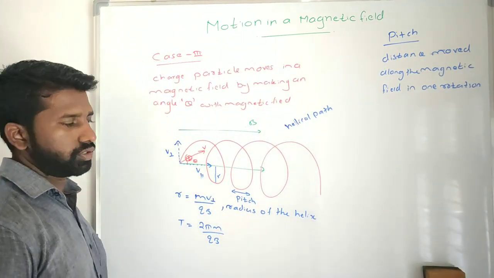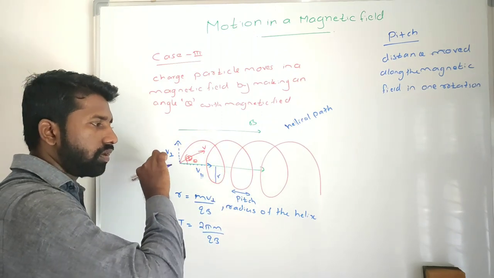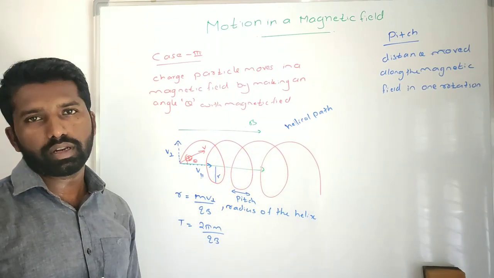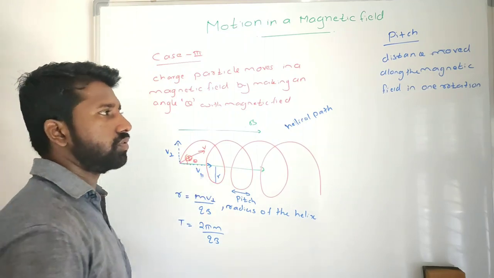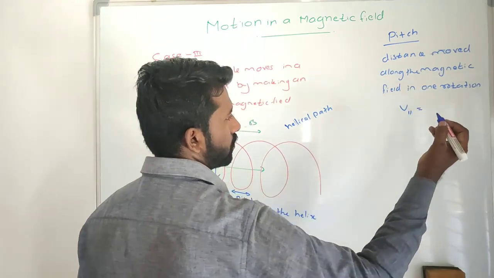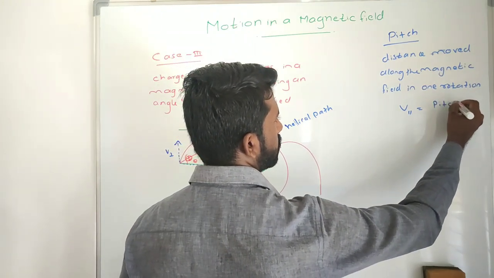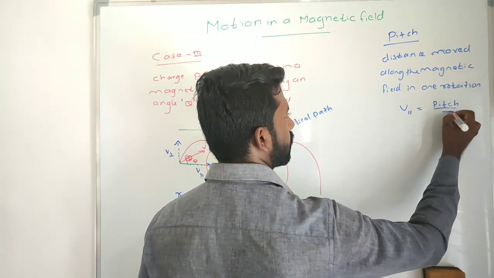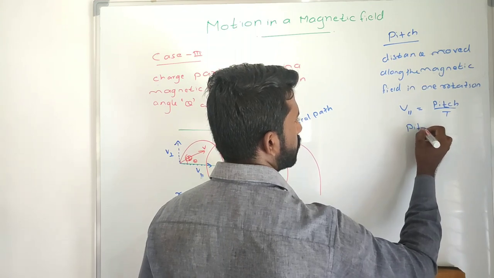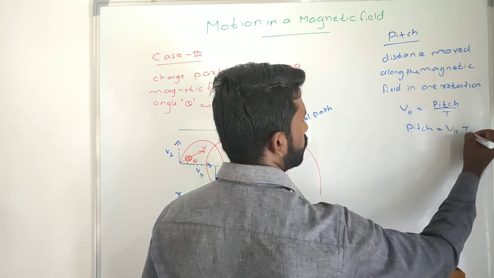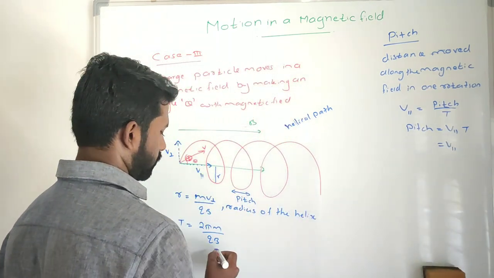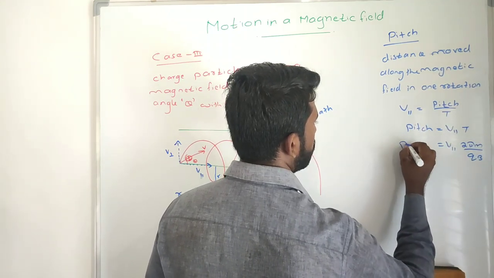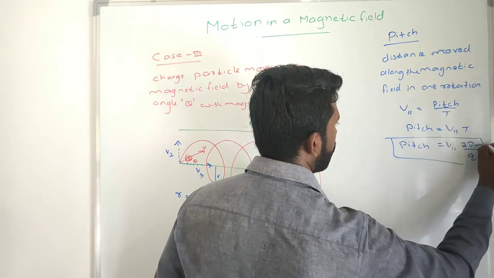How can we find out the pitch? So here, which component will make the charged particle move in the magnetic field direction? That is the parallel component. So the velocity is equal to what? Distance over time. If the distance I take to be one complete rotation distance, then the time will become the time period. So pitch is equal to what you get? Parallel component into time period. What is the time period formula? That is this formula itself. We will apply, that is 2 pi m divided by qB. This is the pitch of the helix.